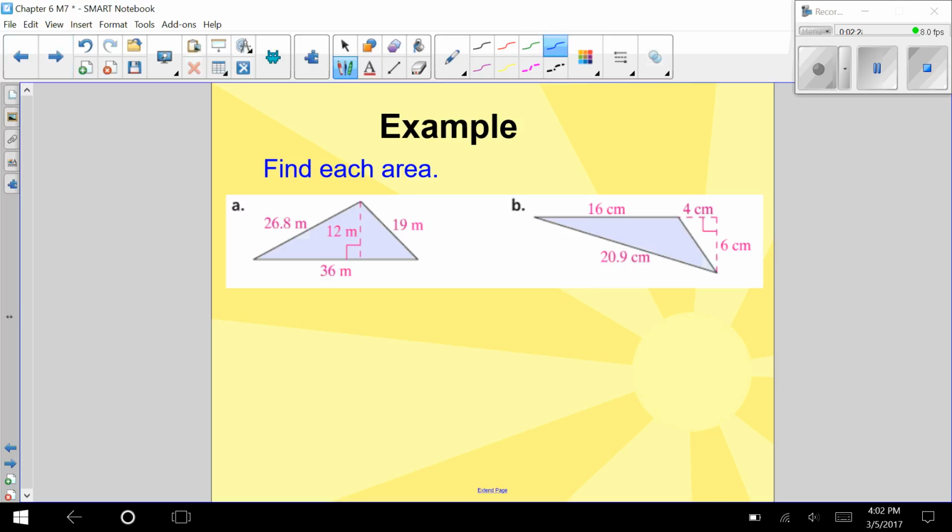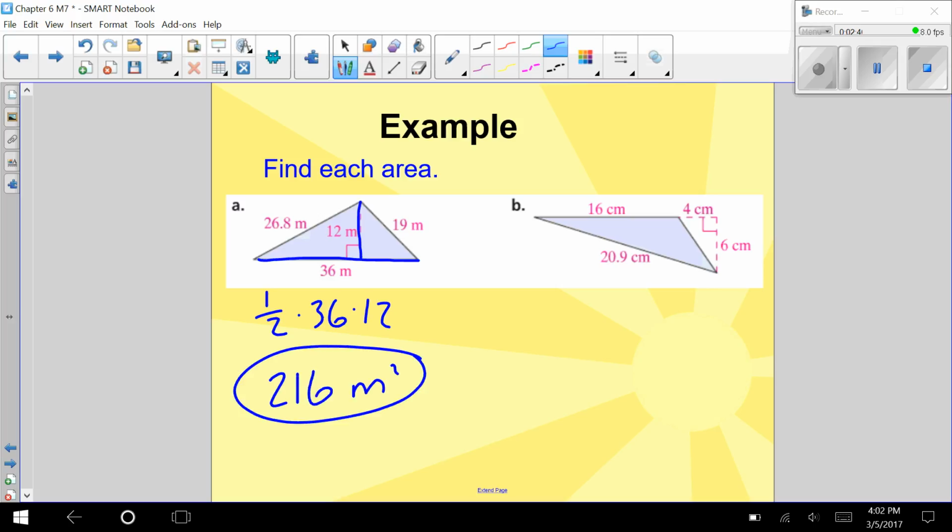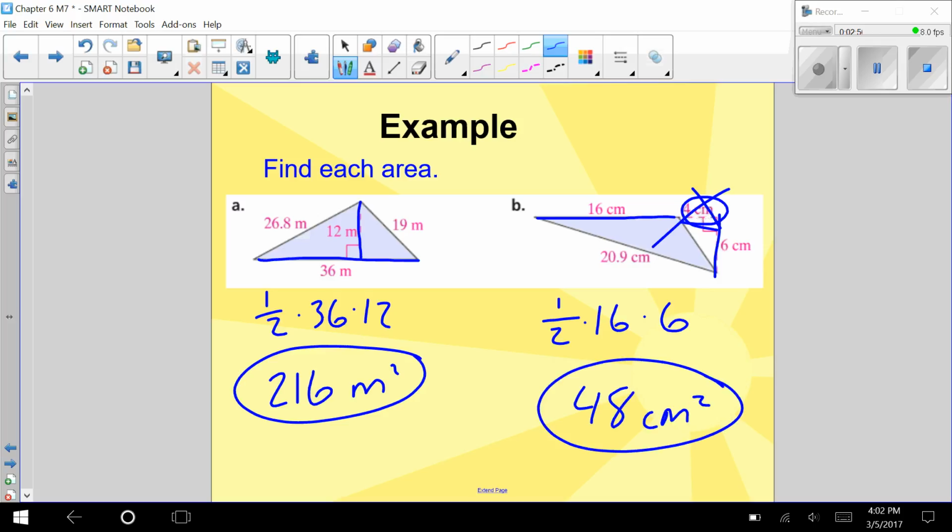All right, for the first one, the base is 36, the height is 12. So to find the area, we do 1/2 times 36 times 12, and we get 216 square meters. For the second one, the base is 16, the height is 6. Remember, this 4 is really nothing to us. So we do 1/2 times 16 times 6, and we get 48 square centimeters.